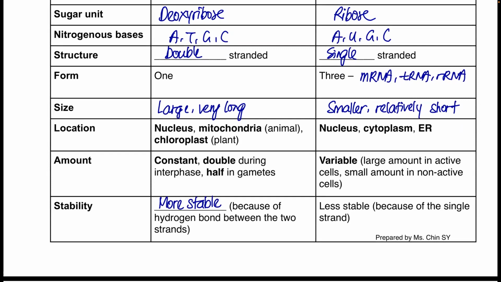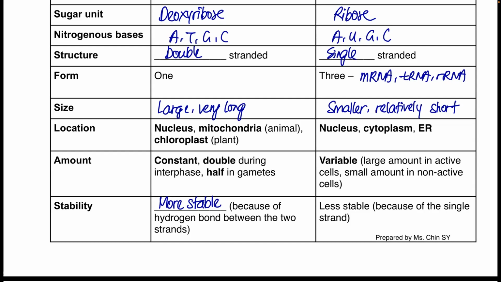In terms of amount, DNA is always constant. Only for cells which prepare to divide, before they complete division, do you have double the amount. That's only during interphase. In the case of gametes, the reproductive cells, they have half of the DNA amount, but otherwise it is always constant. But mRNA or tRNA varies in amount, depending on whether a particular cell is actively synthesizing protein or not.